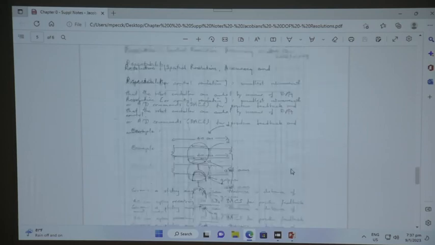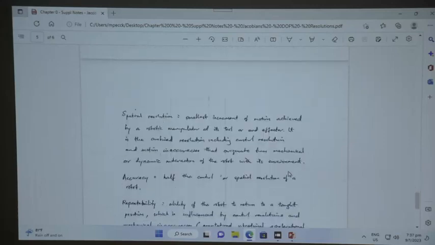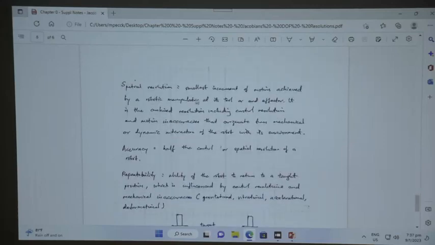Okay, so this is control resolution. And then what about the spatial resolution? The spatial resolution will be the smallest increment of motion achieved by a robot manipulator at its tool or end effector. So it's a combined resolution including the control resolution and motion inaccuracy. This motion inaccuracy can originate from the mechanical or dynamic interaction of the robot with the environment. So this is the spatial resolution.